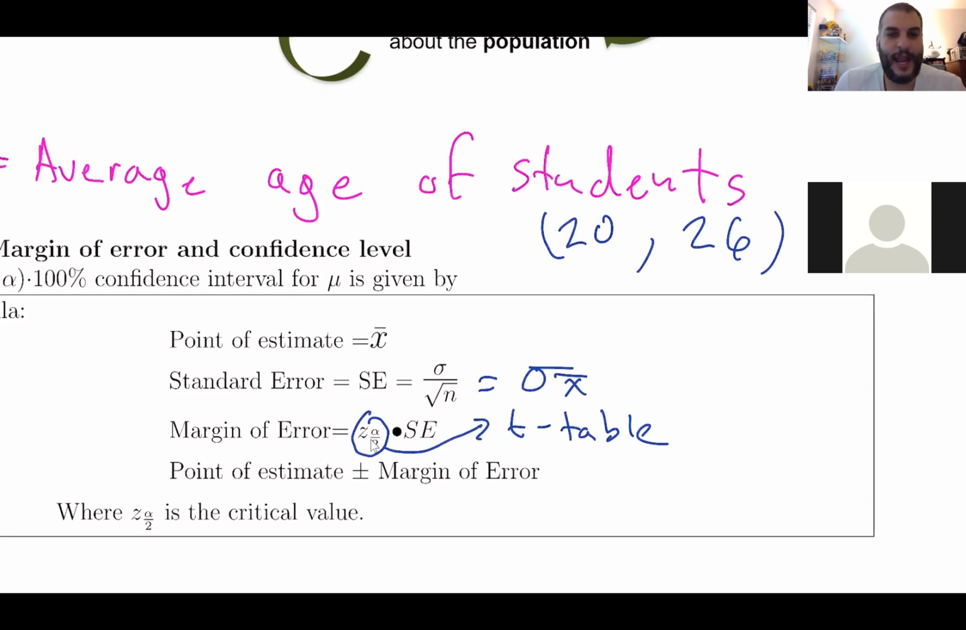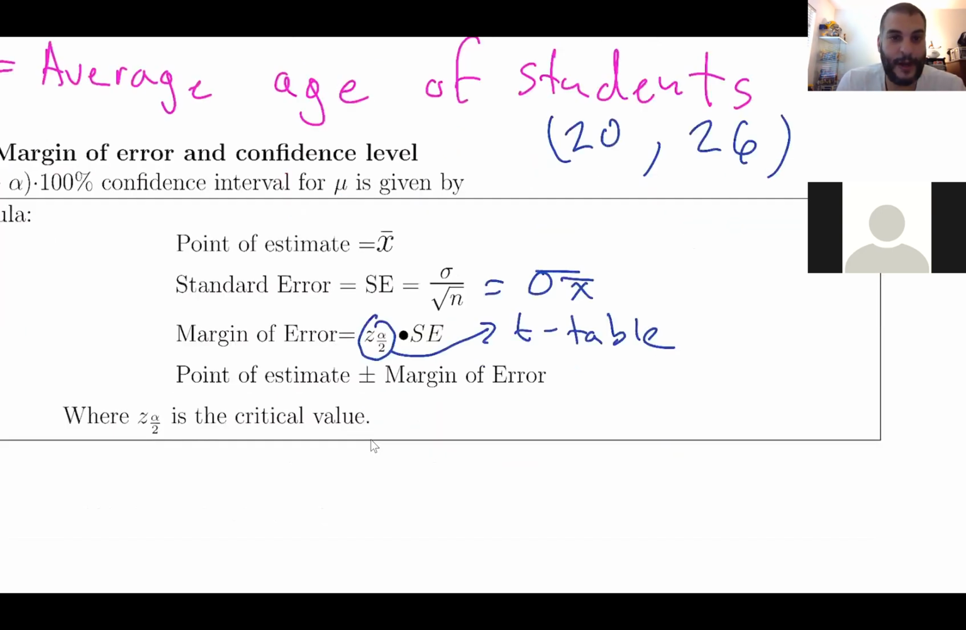All right. So lastly, once we find the point of estimate, standard error, and margin of error, we're going to just put it into this where it says the point of estimate is plus or minus the margin of error. So the plus or minus means that we're going to have to do that operation twice. So we're going to have to do point of estimate minus margin of error, but we also have to do point of estimate plus margin of error.